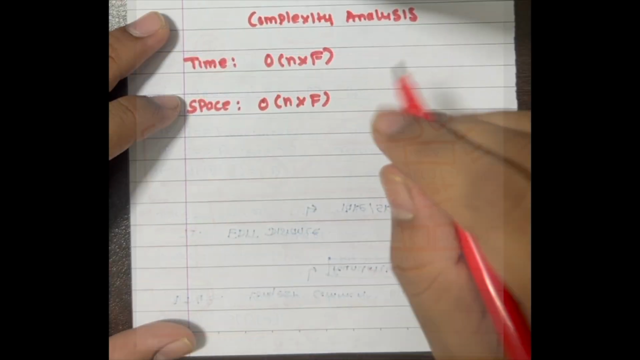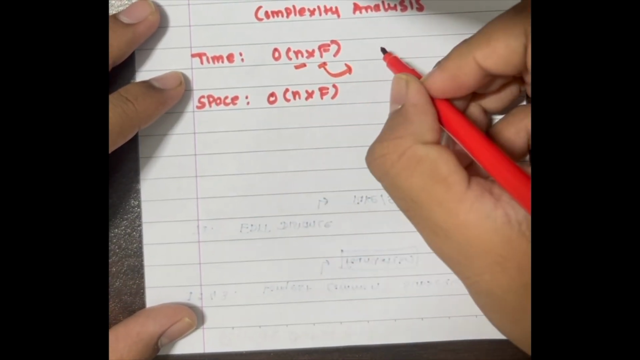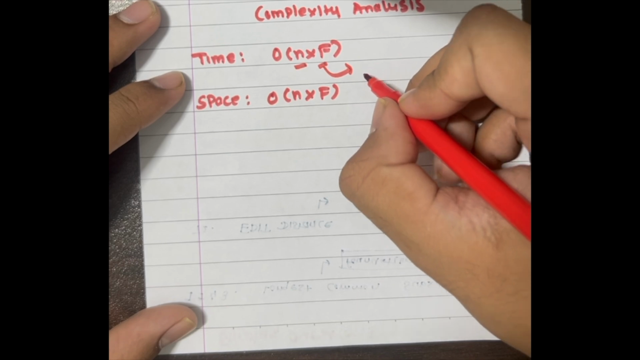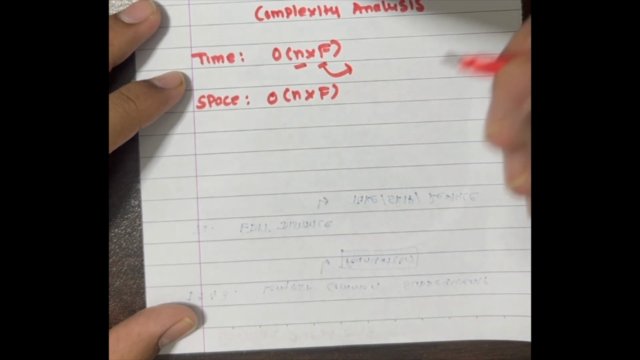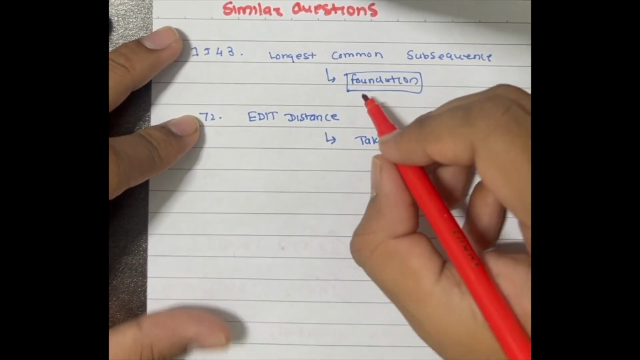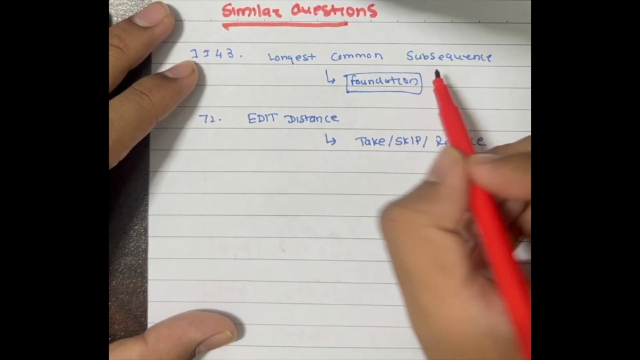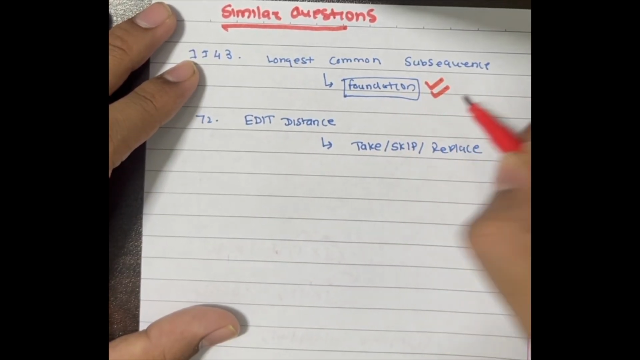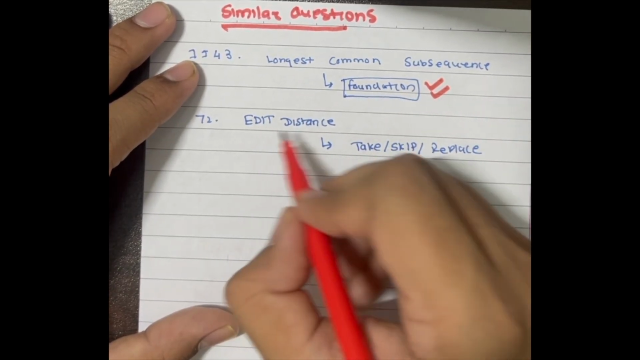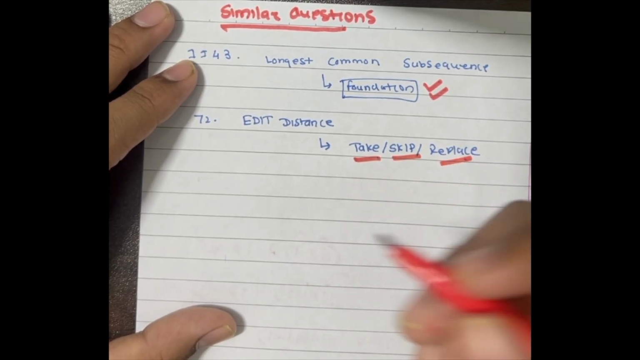Let's discuss the time complexity. The time complexity will be order of n cross f, where f is the total number of factories combining the capacities too. The space complexity will be the same, order of n cross f. If you have solved this problem, you can solve some similar problems. The longest common subsequence is the foundation of this pick and not pick technique, and the edit distance problem you can also solve with the take, skip and replace kind of technique.